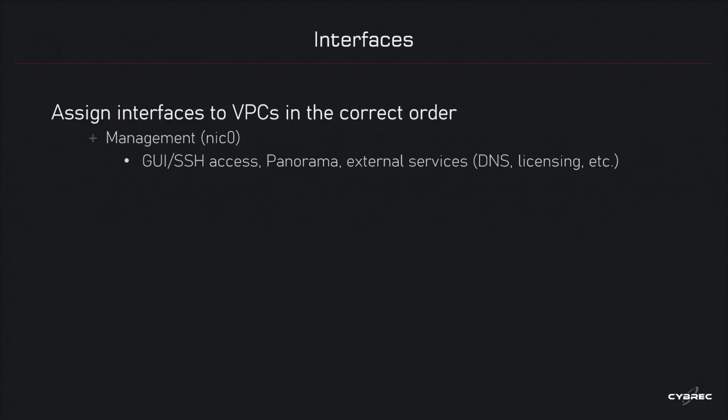Okay, so this NIC 0 in the cloud goes to the management interface on the Palo Alto Networks firewall, like that. And this is what we need to obviously control the firewall via the GUI or SSH. This is also what Panorama is going to access if we want to centralize management. And this interface and this VPC is also what the firewall is going to use to access external services like DNS, software updates, licensing, stuff like that.